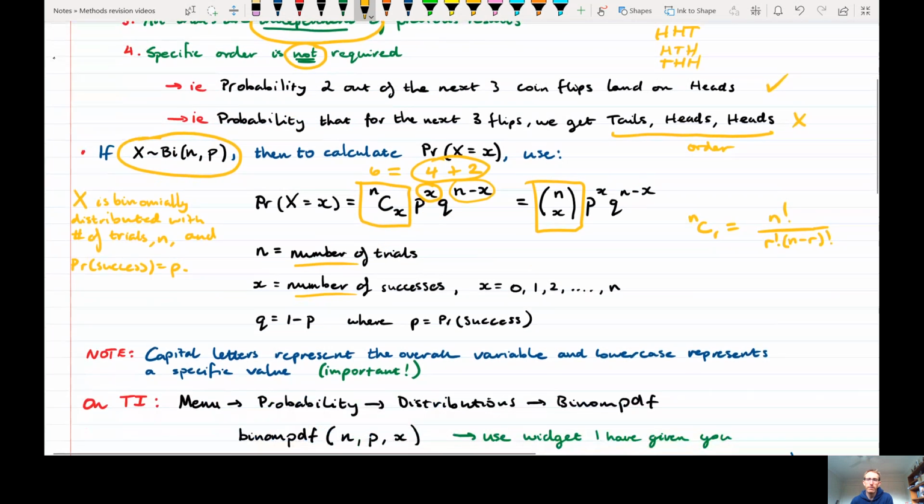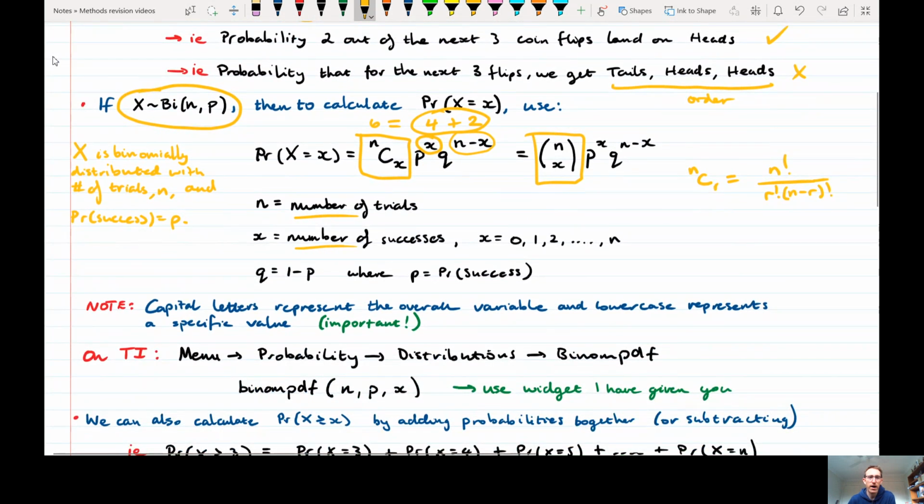Now the p in that is the probability of success and the q is 1 minus p, where p is the probability of success. Again, if you have success, that is one option. The only other option is failure. It's the complement. So 1 minus success will give you failure.